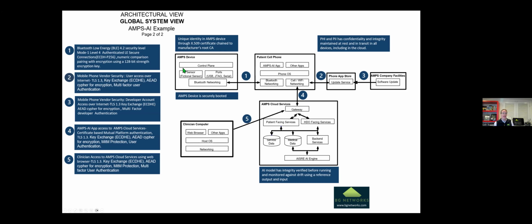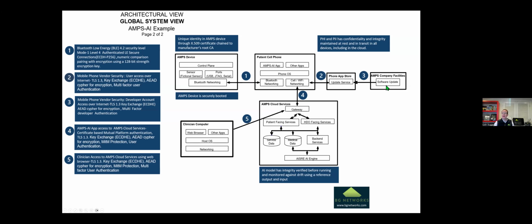So we go right at it and we say for the Bluetooth, we've got authentication and encryption. We're using security mode 1, level 4, which is part of BLE and provides very good security. Then after this, you're going to see that TLS 1.3 is the workhorse for the rest of the interfaces here.